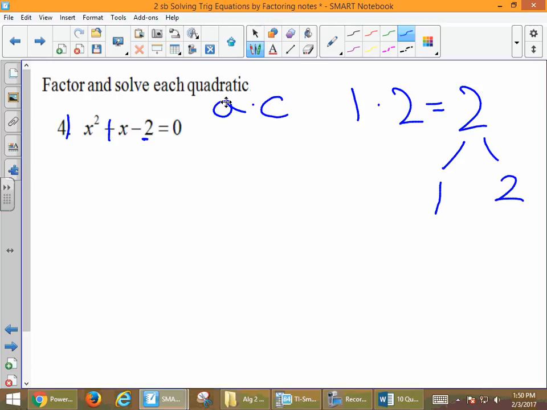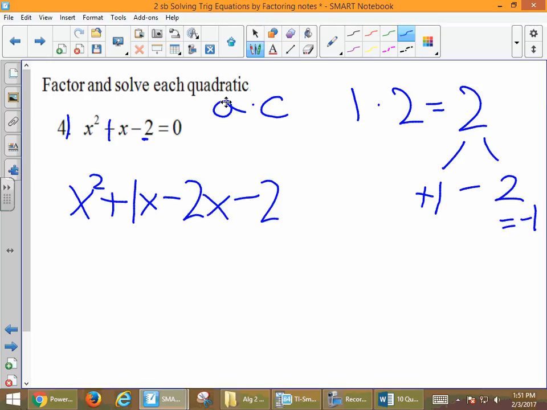Okay. So how can we take 2 and 1 and get it to equal a negative 1? How can we change the signs? Yeah, so we can have a positive 1 and a negative 2 equals negative 1. So we're going to split the middle and take x squared plus 1x and then minus 2x minus 2. So we didn't really change our problem at all because 1x minus 2x is the same as negative 1x like we had before. We're just rewriting it in a different way.